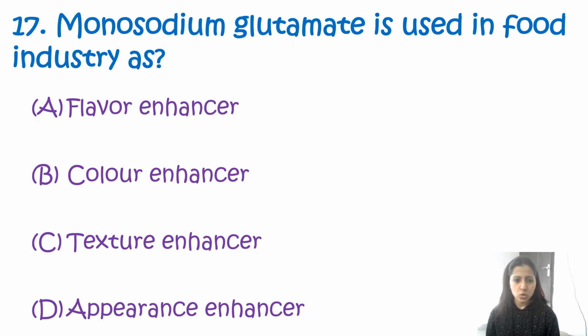So what is monosodium glutamate? It is actually a white crystallized type of substance. These are used in food industries for flavor enhancing. It has a savory type of taste which intensifies the meaty or savory flavor in the food product. So monosodium glutamate, MSG, is a flavor enhancer. That is option number A.